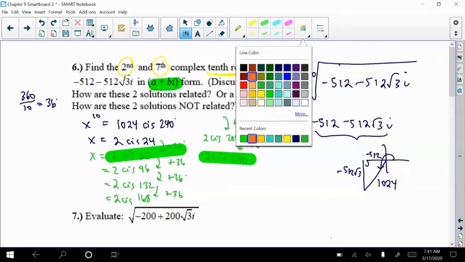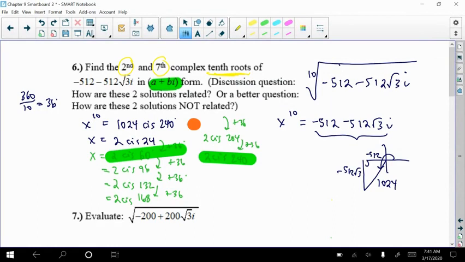Let's go orange. You have your 60 degree reference angle. With a radius of 2, it's over 1, up root 3. So the second solution is 1 plus root 3i. And then if I go 240 degrees, which is exactly opposite, I'm going to go -1 and then down root 3. So that would be -1 minus root 3i.